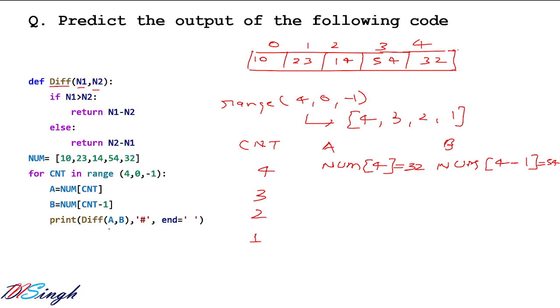Here what is being passed in a for the first iteration? Here I will write the argument. So diff, in that 32. For b it is going to have 54. This is the first call.